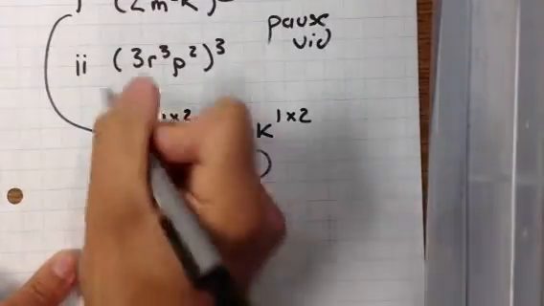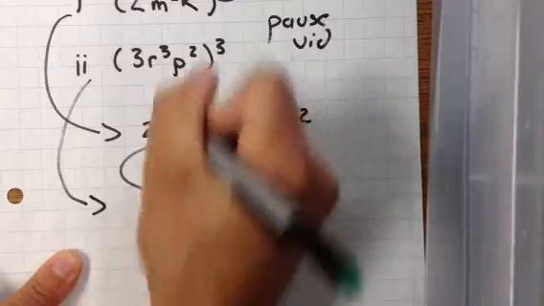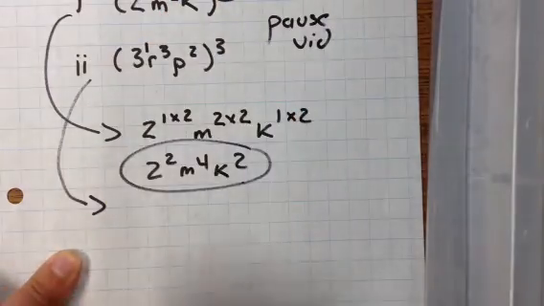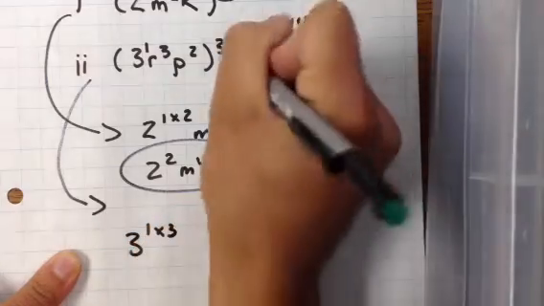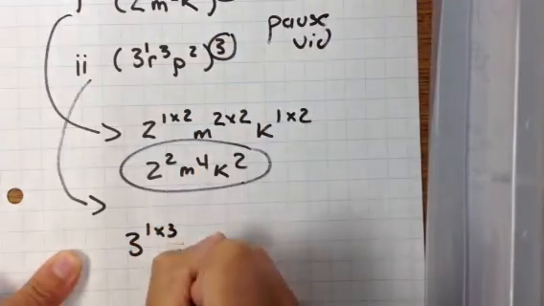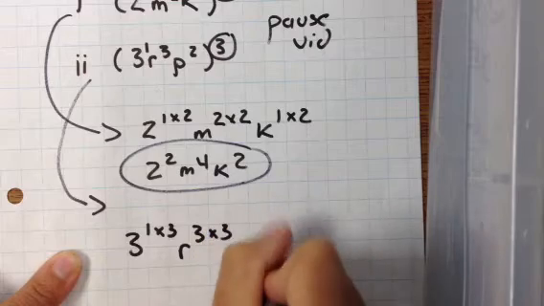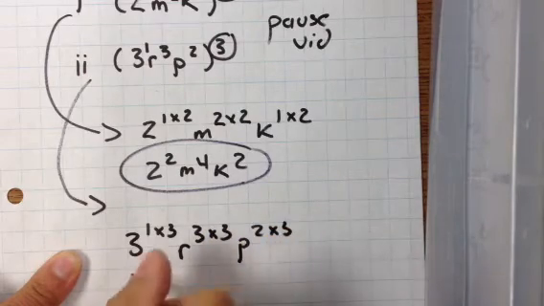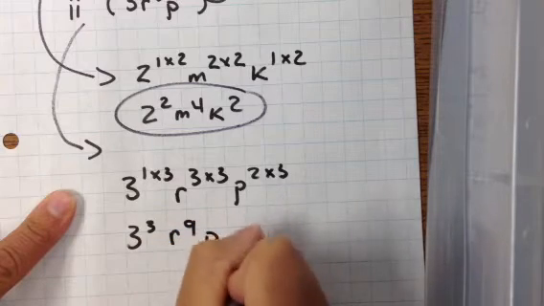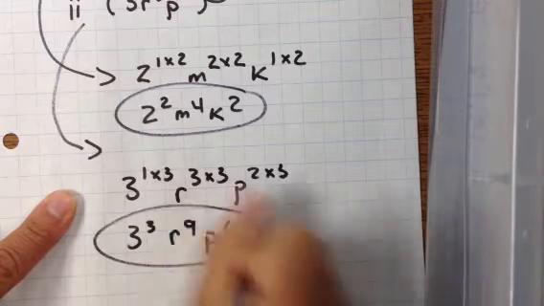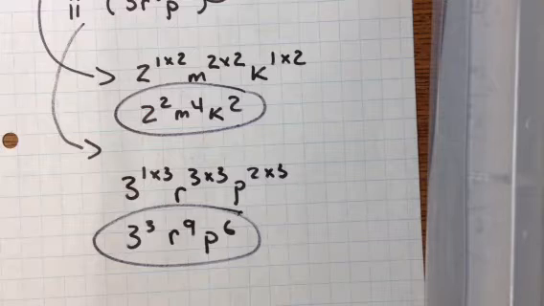The answer for 2 would be put a 1 on the 3 and write out the work. The 1 would multiply with the outside 3. The r³ would multiply the outside, and the 2 would multiply the outside. So when you clean it up, you get 3³, r⁹, and p⁶, and everybody's happy. So hopefully you got those right. If you didn't, go back and try them again and figure out where you went wrong.